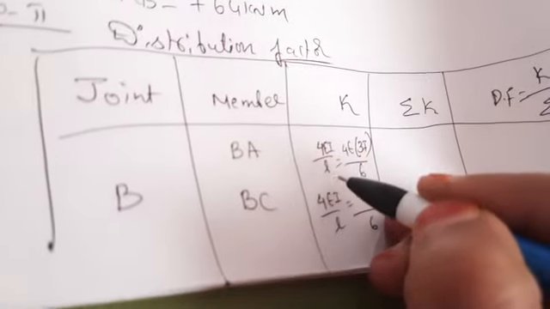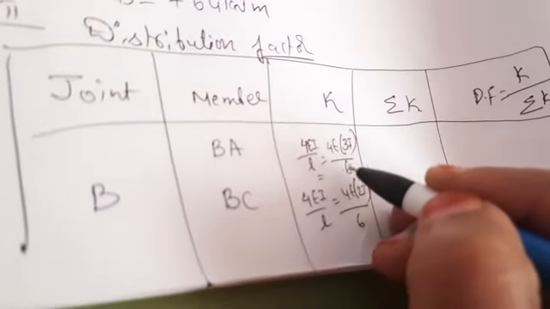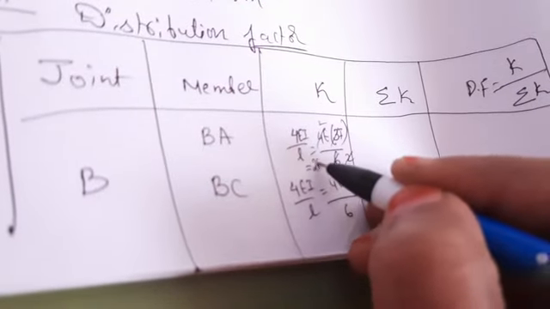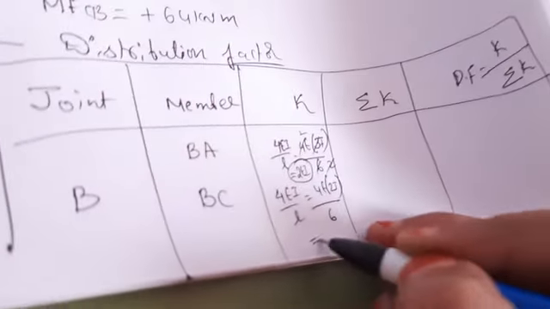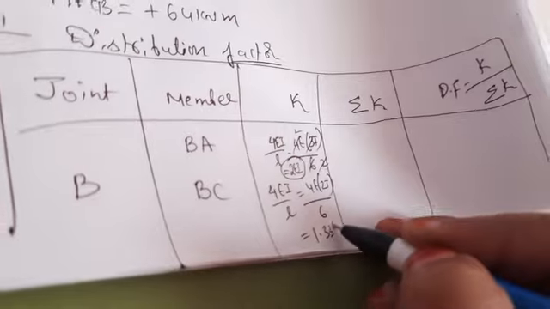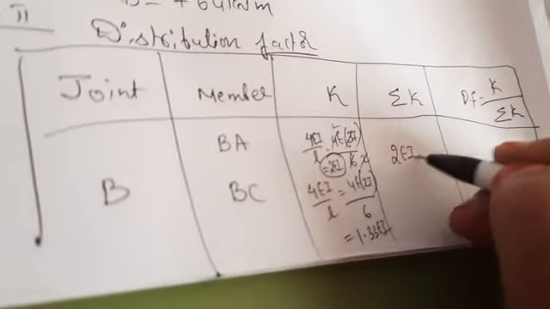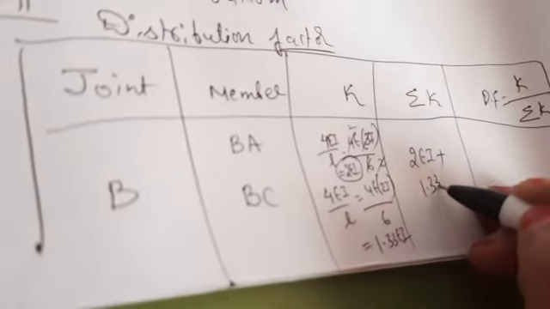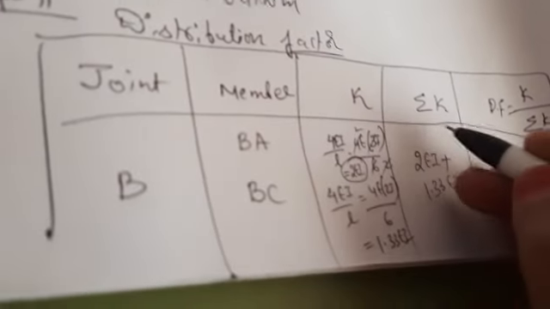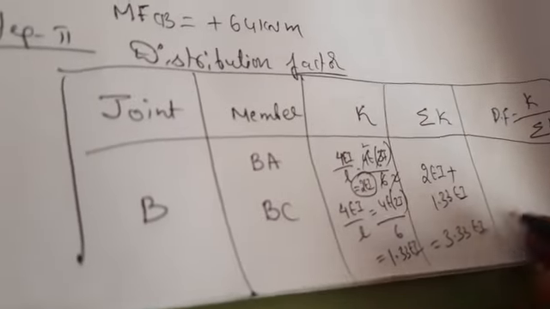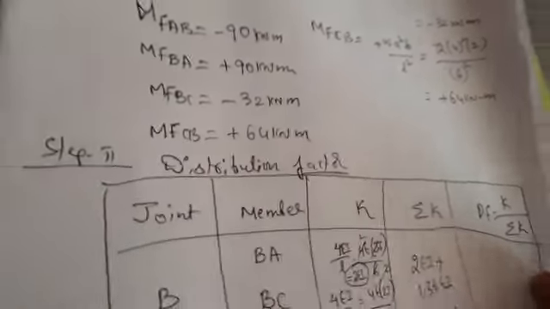Then what value will you get here? 3 1s are 3, 2 1s are 2, 2 2s are 4, then next we will get 2EI. This one is also the same, 1.33 EI. First one is 2EI, another one is 1.33 EI. Then the addition of these two gives 3.33 EI, the summation of K.